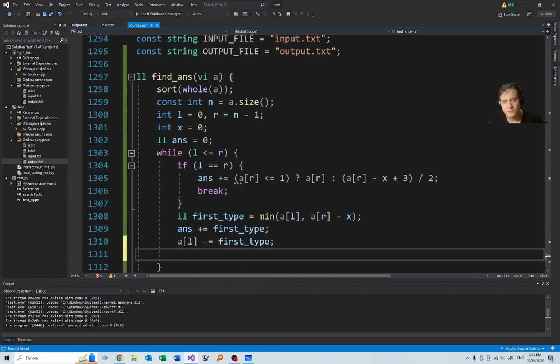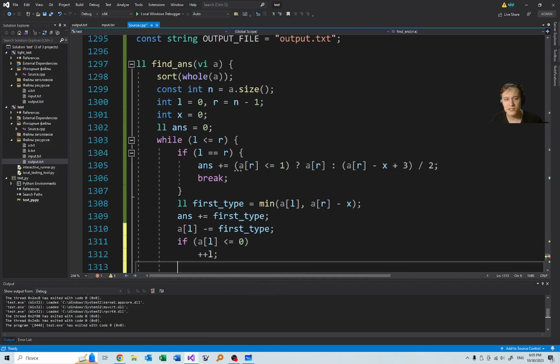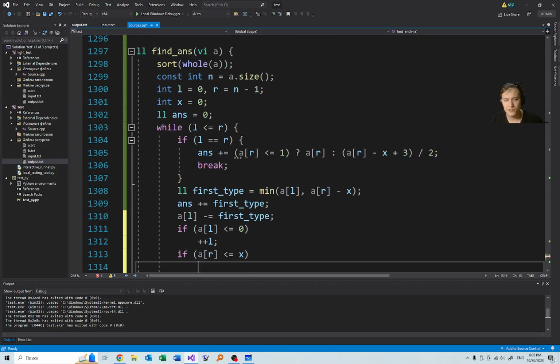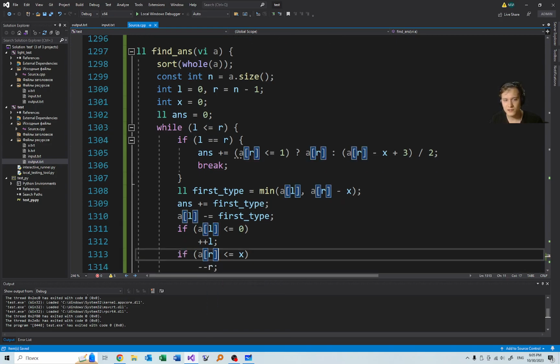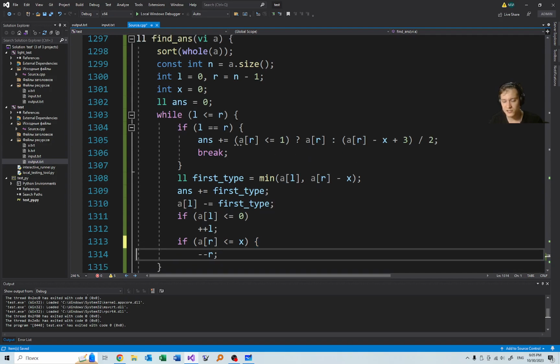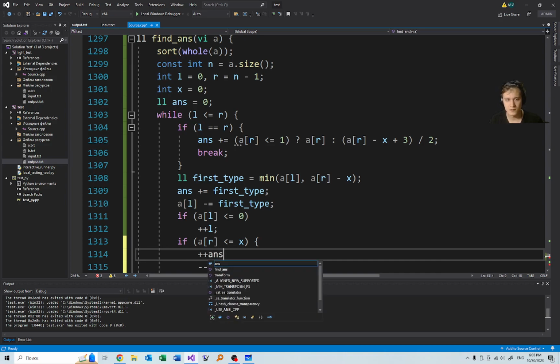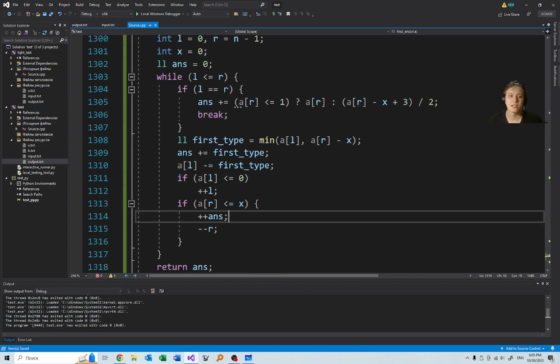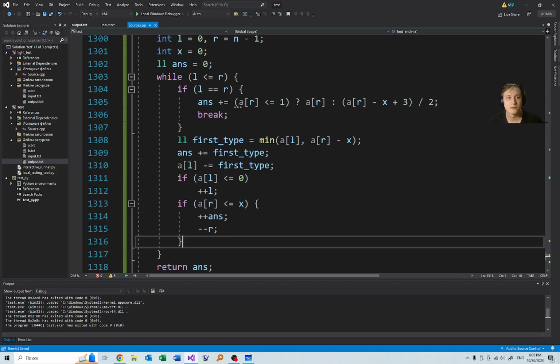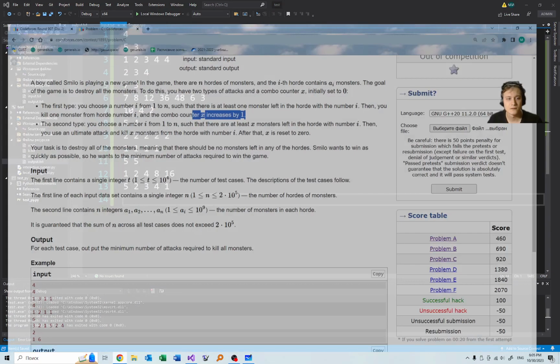Then we need to propagate. So how do we propagate? If AL is 0, we go to the next L. And if AR is at most X, we subtract from this, so we increase the answer by 1. And we go to the left. Okay, let's check.